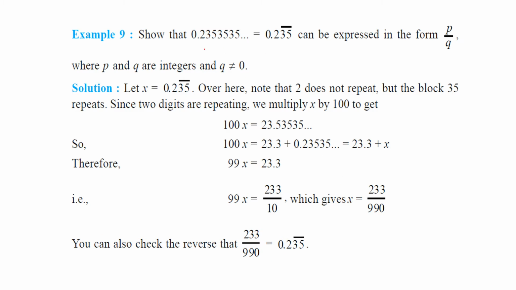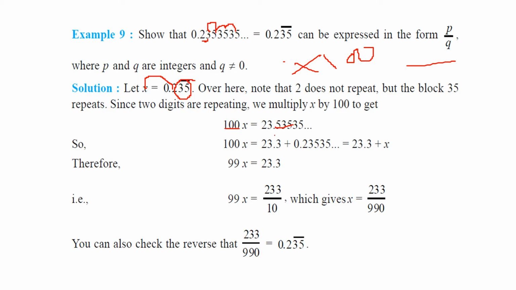Now we have to show that 0.2353535 means 2 is there, but 35 is remaining, repeating. So 0.235 you have to put in p by q form. So x equal to 0.235. Now you know that two numbers are repeating, so you have to multiply it by 100. So let us take x equal to 0.235, multiply both sides by 100.